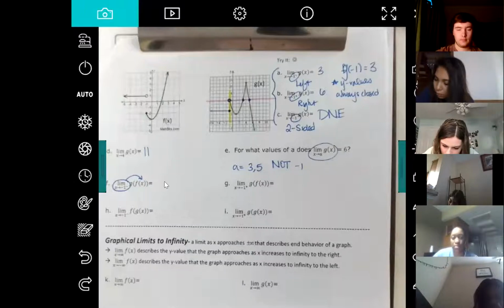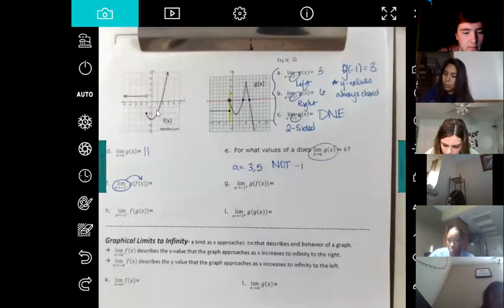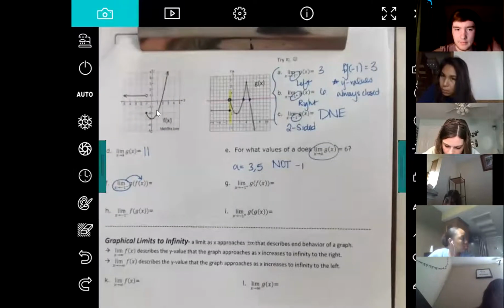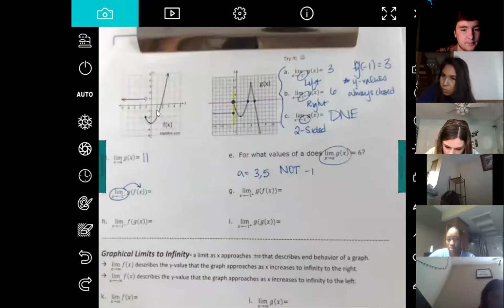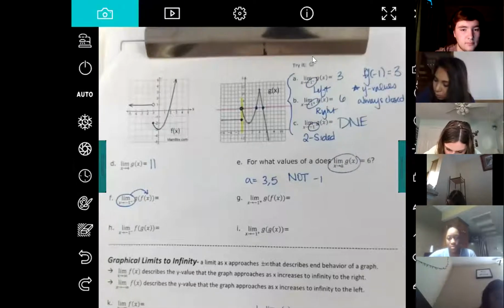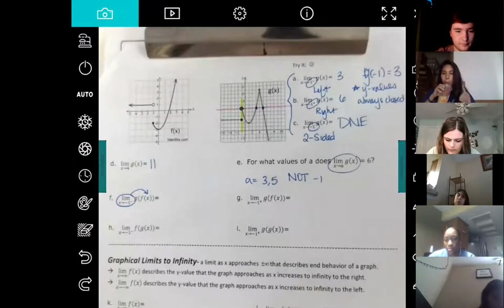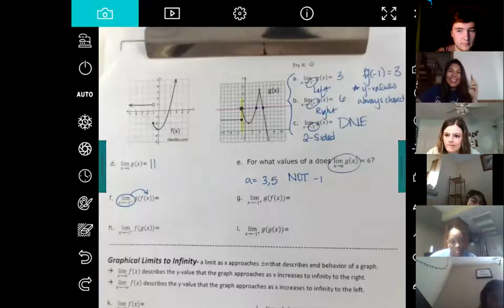Josh, tell me, what is the limit as x approaches -1 of the function of f? Sure. That's okay. Avery, help him out. -1 left side. What? It is 1. Okay, great.